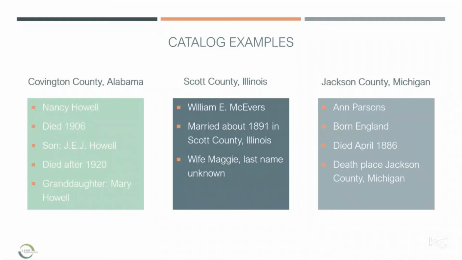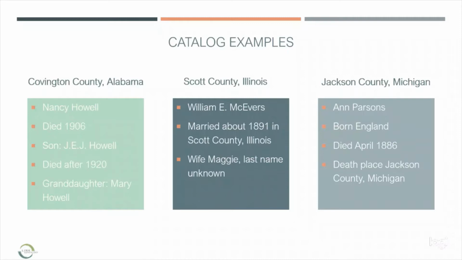So let's dive into some examples. We're going to go to 3 different counties today: Covington County's records, Scott County, and Jackson County. And the first one is an interesting case that I worked on, and it's for the Howell family in Covington County, Alabama. And we had his pension record from his service in the Mexican War. And we know from the pension that Nancy Howell died in 1906.